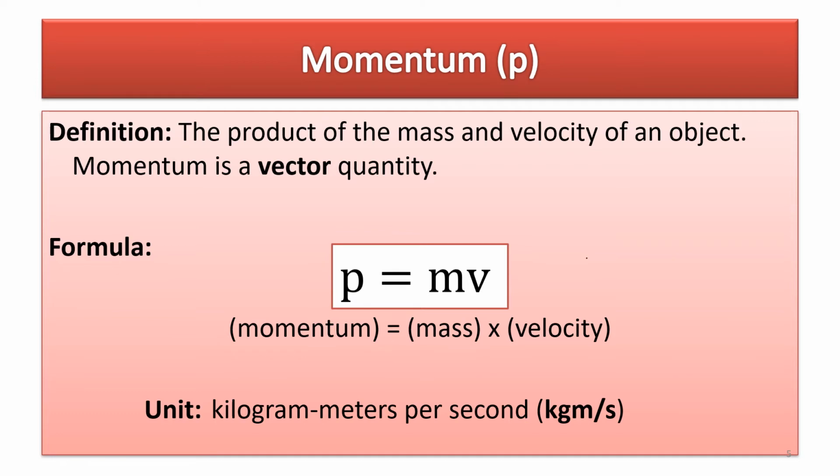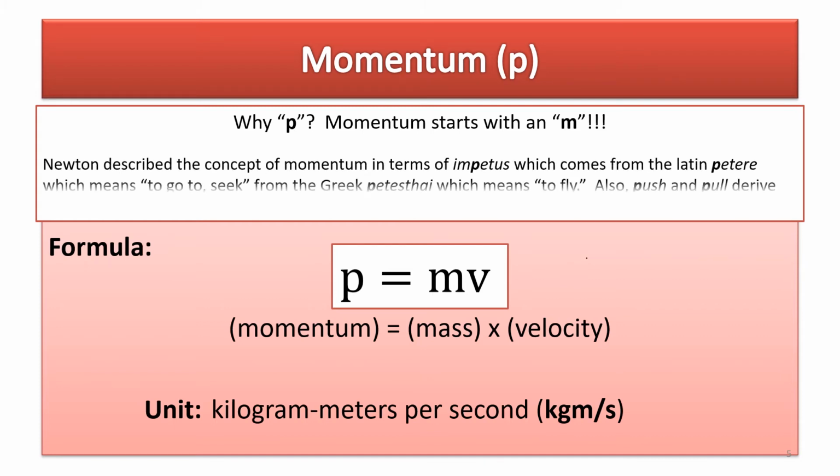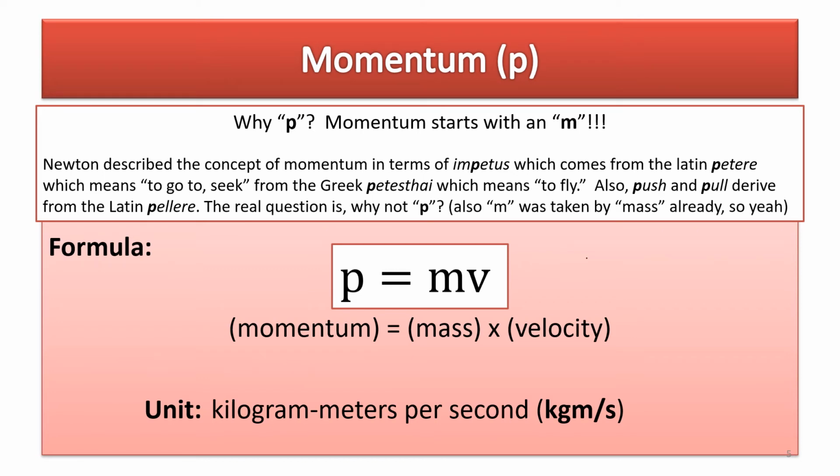Don't forget it. Now, you might be asking yourself, why the heck would we use a P? Momentum starts with an M. Well, Newton described the concept of momentum in terms of impetus, which comes from the Latin petere, which means to go, to seek, from the Greek piptein, which means to fly. I probably did not pronounce that right. Also, push and pull derive from the Latin pellere. The real question is, why not P? Also, M was taken by mass already, so you wouldn't want to say M, even if it's capital. M is equal to mv, it's kind of weird. So we just use a P instead for momentum.